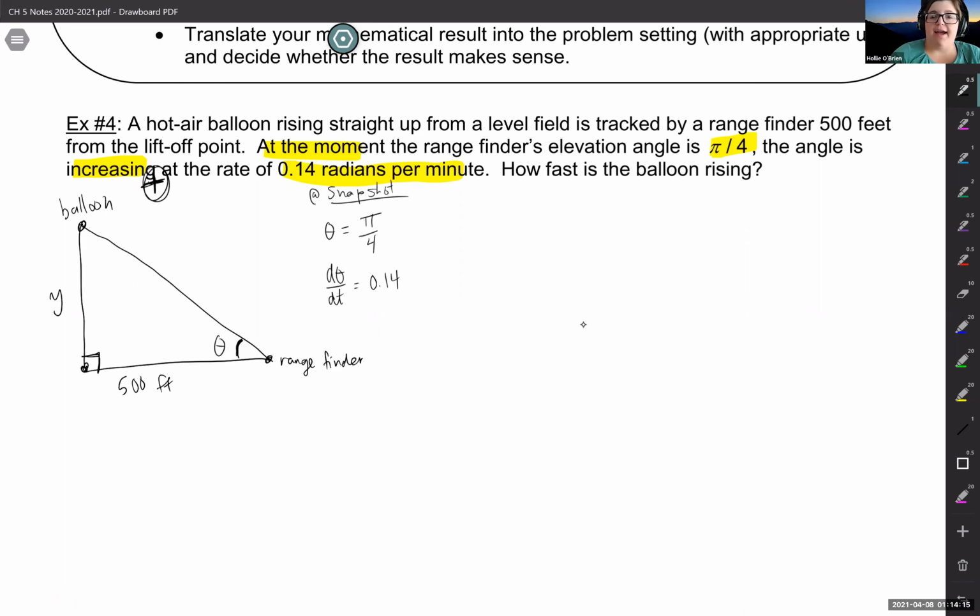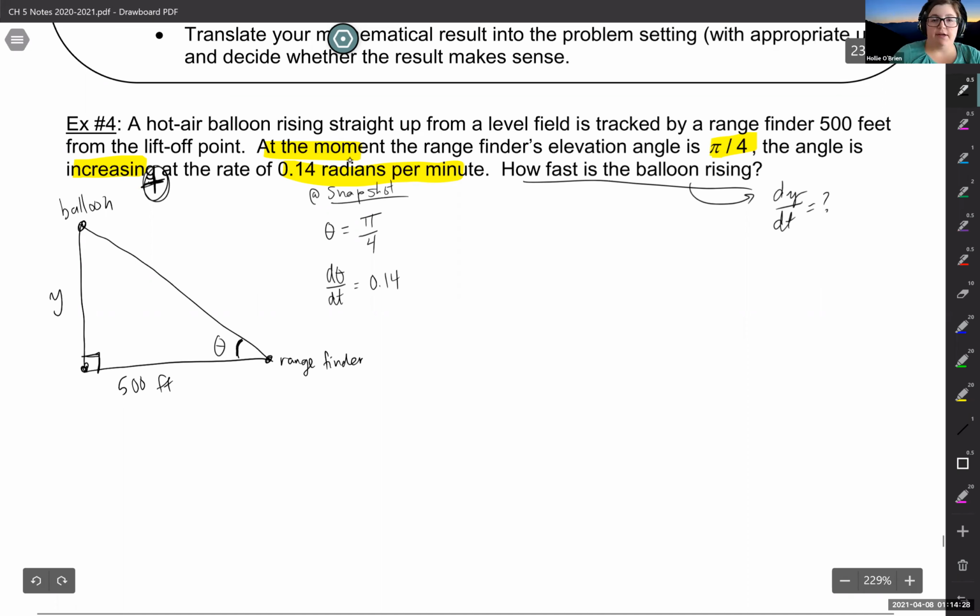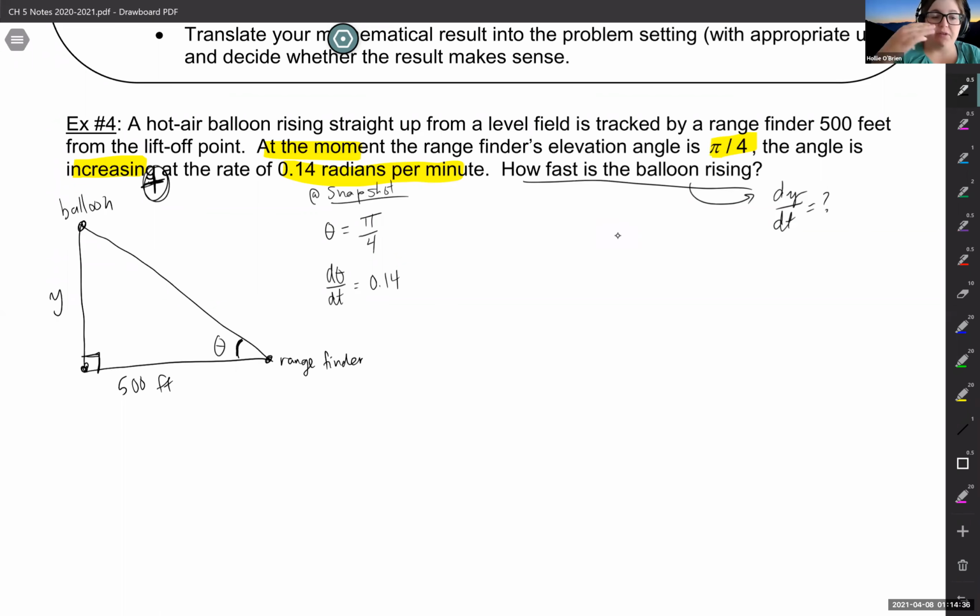What are we looking for? How fast is the balloon rising? We're looking for the rate of change of our height, dy dt. That's what we're looking for. Okay, so let's think. Is there a way to relate what we know with what we want to know? Well, we need to relate angles and the sides. We don't know our hypotenuse. What we do know is the adjacent side and the opposite side.